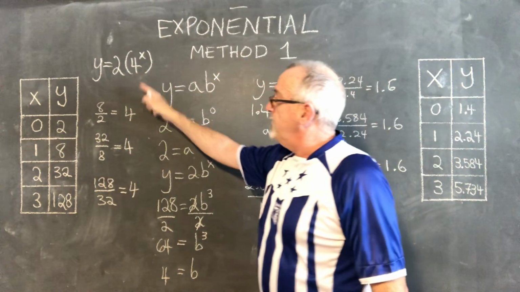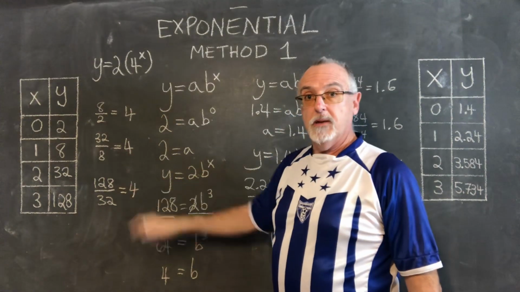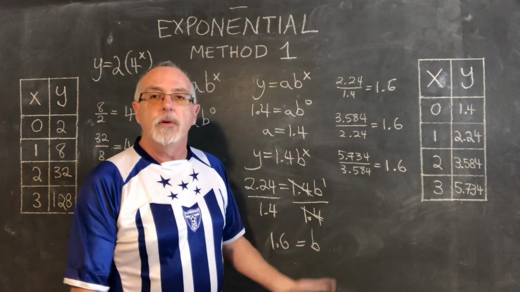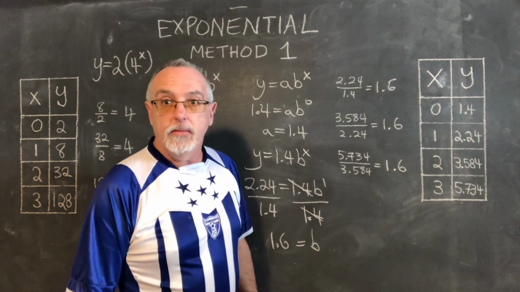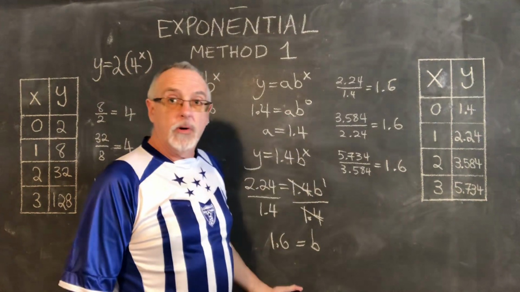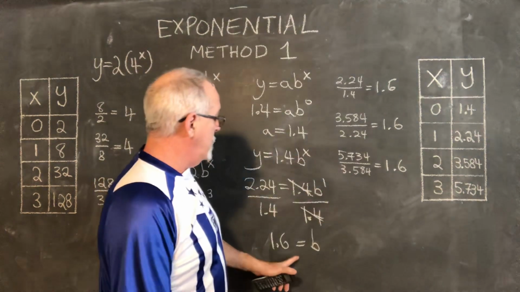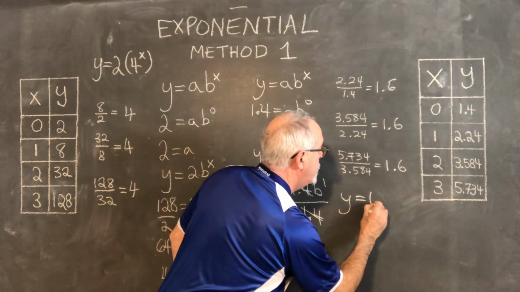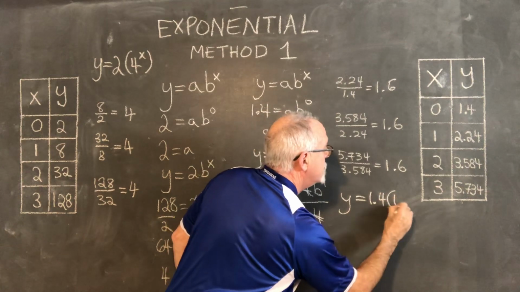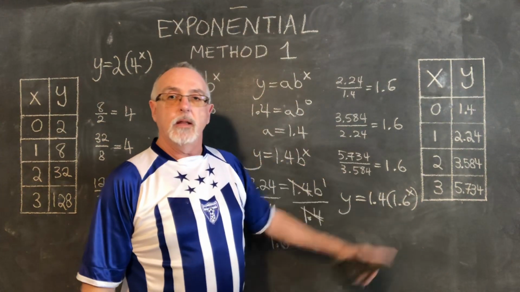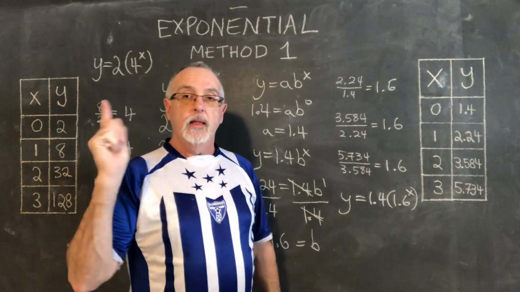It wasn't that big a surprise that b is equal to 4 with this one either, was it? So we can see that this actually becomes very easy if you practice it enough. So get enough practice so that you don't forget when you're sitting in an exam how to do this very simple two-step process. So therefore our equation is y equals 1.4 times 1.6 to the x. And then I can plug values into that equation in order to answer my question. That's it for method 1.